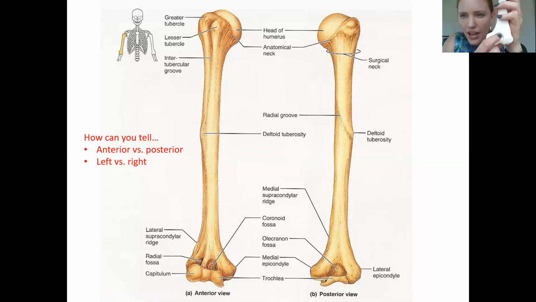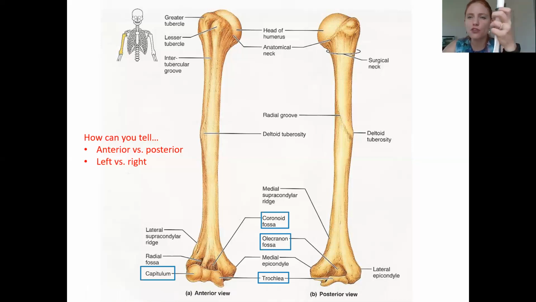On the back, on the posterior side, you have a much, much more pronounced, much deeper fossa. That's called the olecranon fossa, and that will be on the back. If we're going to be siding our bone here, the first question we want to ask ourselves, if we're looking at a picture, is: are we looking at the front of the bone or the back of the bone? To answer that question, I prefer to look down here on the distal end of the humerus.